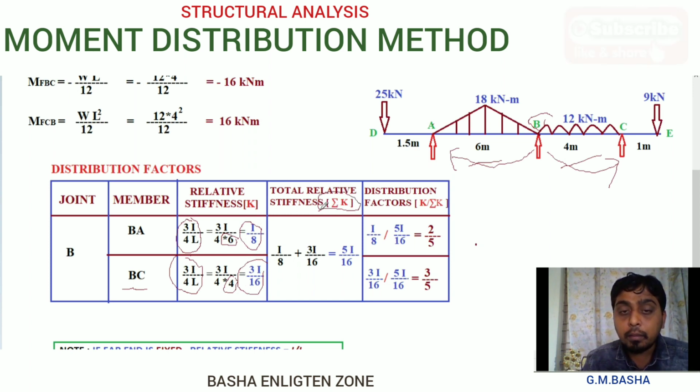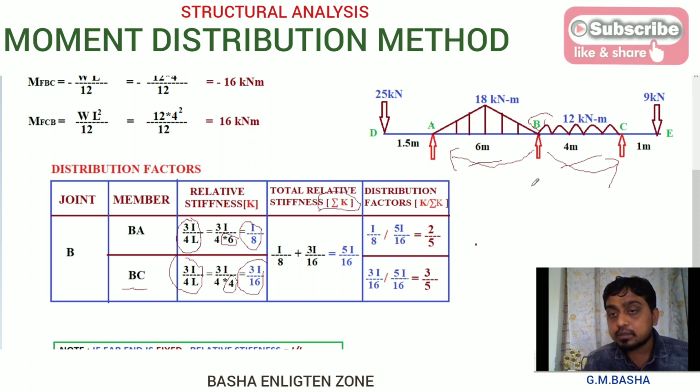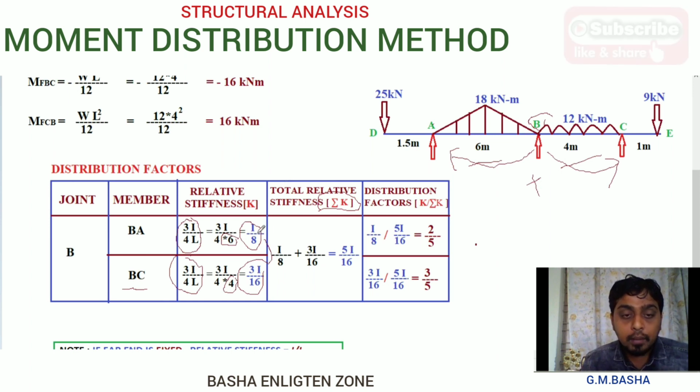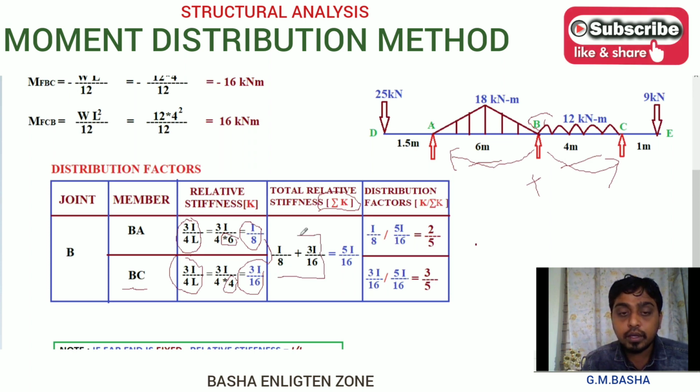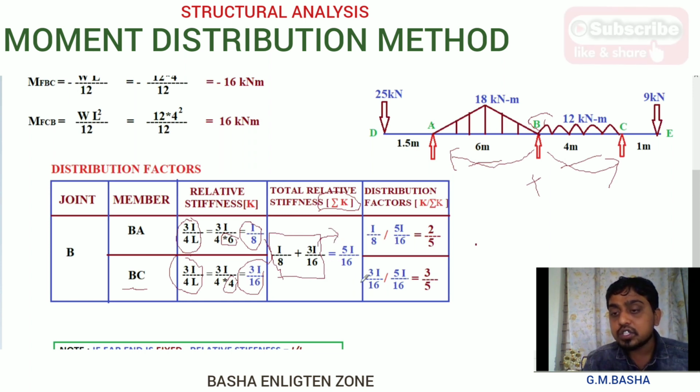Again, sum of the total relative stiffness. Whatever the members you take relative stiffness at that particular joint, you have to add those two members for getting the relative stiffness, means these two. So I by 8 plus 3I by 16. So sum of the relative stiffness will be equal to I by 8 plus 3I by 16. If you add these two directly, you will get 5I by 16.